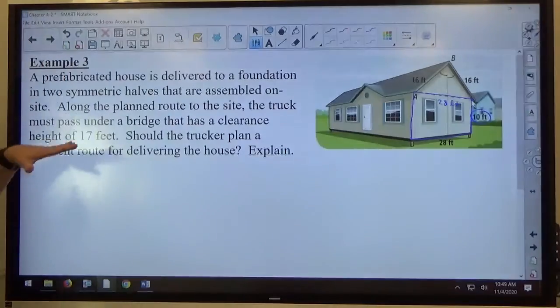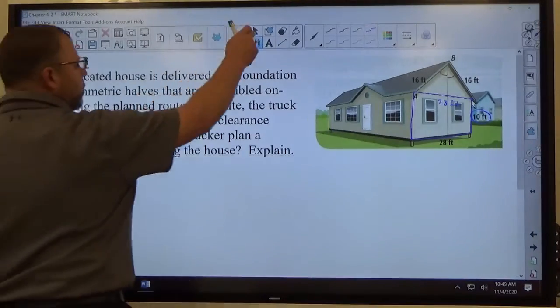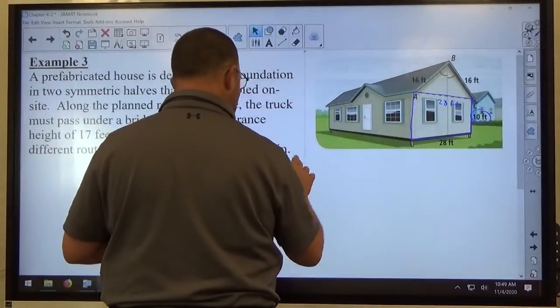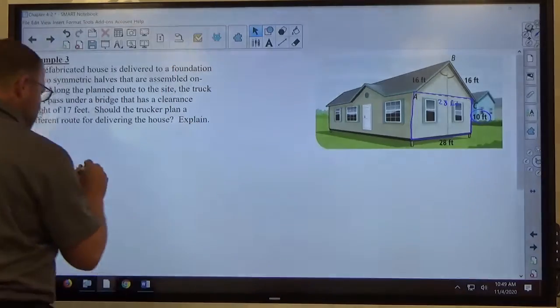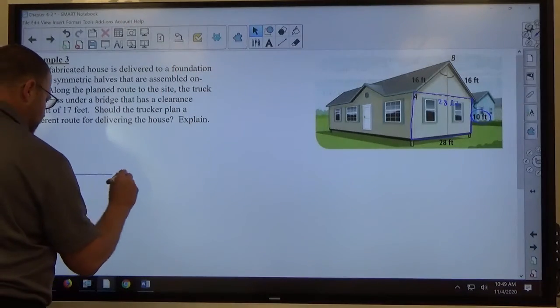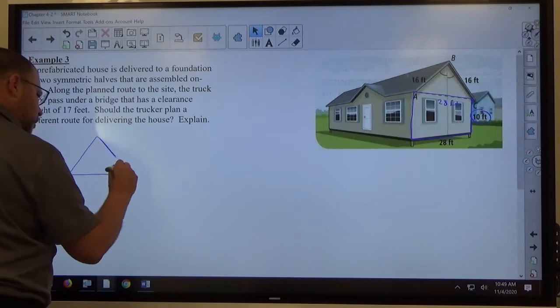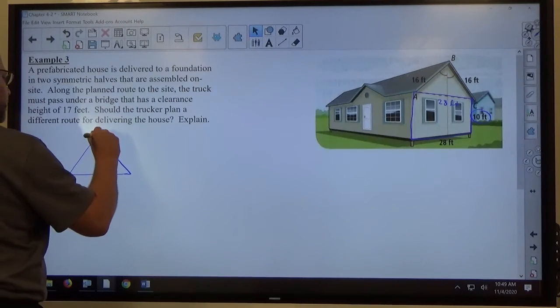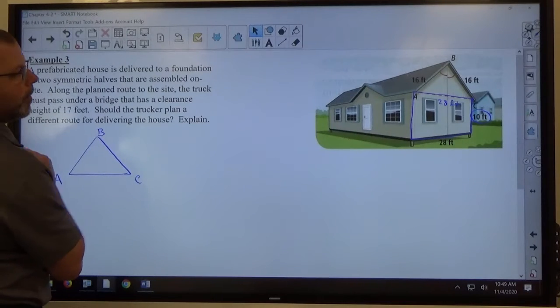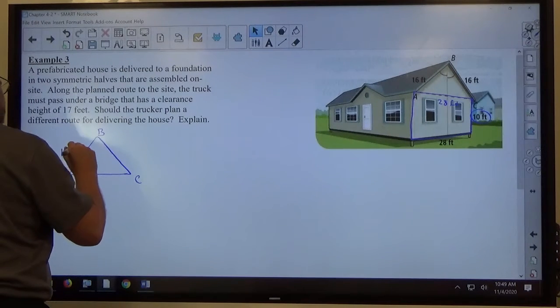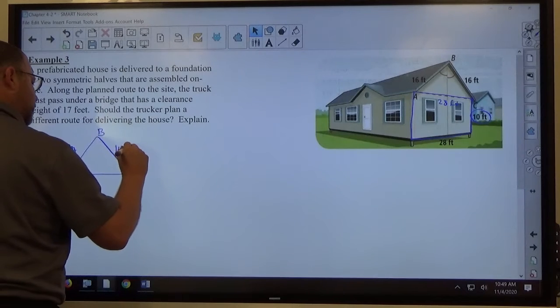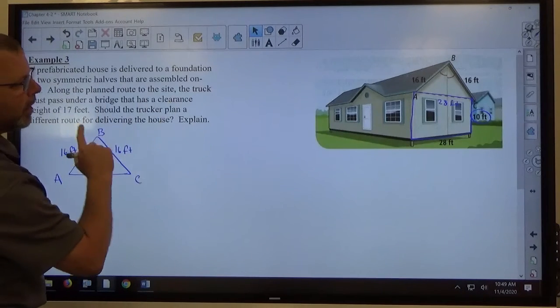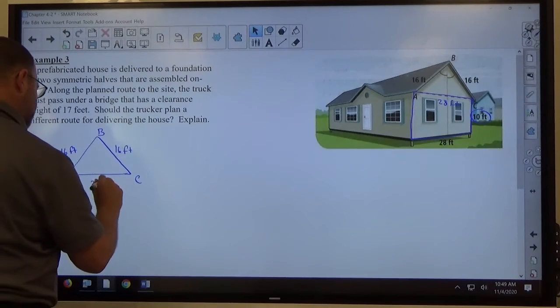So what I'm going to do over here is draw a triangle ABC. I'm going to give myself a little bit extra room. So I'm going to draw a triangle ABC, putting in what I know about ABC. So I've got A, B, and C. And we have a 16-foot length for AB, a 16-foot length for BC, and a 28-foot length for AC.